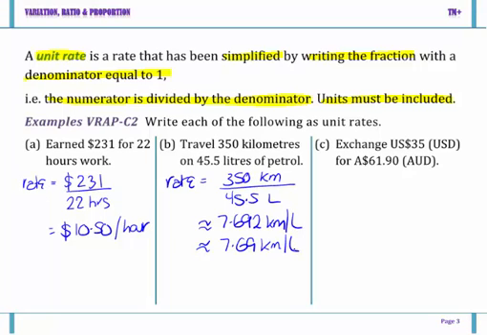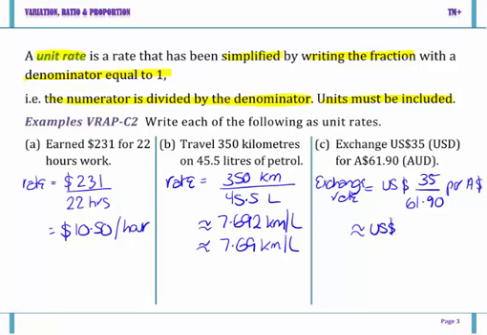Okay, next, exchange $35 US for 61.90 Australian. So from there we're actually doing an exchange rate here, and that's going to be US dollars 35 over 61.9 per Australian dollar. Okay, work that out in your calculator, you get approximately US 0.565 per Australian dollar. I know Australian dollars are usually AUD.